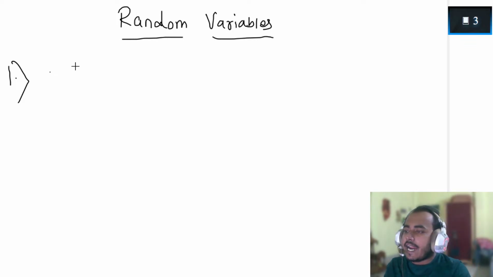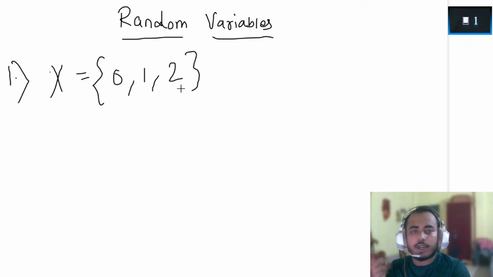So now, what is a random variable? A random variable, call it X. As the name suggests, it is a variable and it can take on values. Let us say there is a random variable which takes on three values, 0, 1, and 2. Now, why is it called a random variable? Because this variable can take on values, but it does not take on them definitely. It takes on them with some probability.